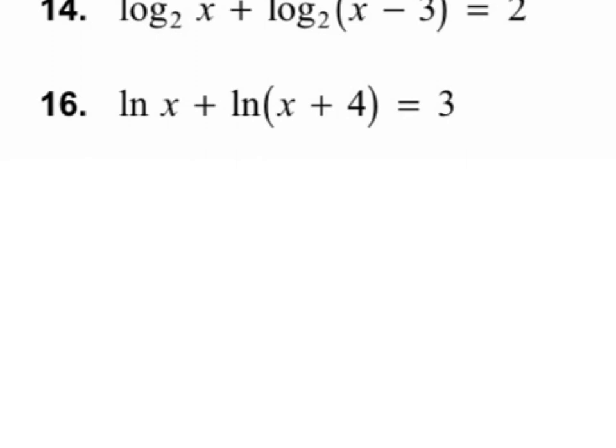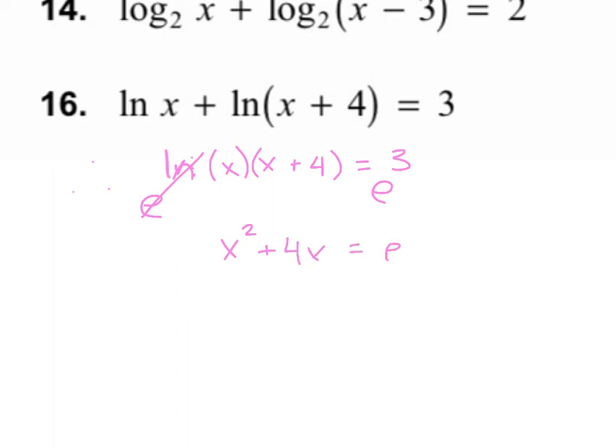How do we combine these to 1? Multiply. So ln of x times x plus 4 is equal to 3. How can we get rid of that ln? Make the big base e. So this cancels. How can we multiply x times x plus 4 on the left side? x squared plus 4x. Awesome. We distribute, so x squared plus 4x is equal to e cubed.